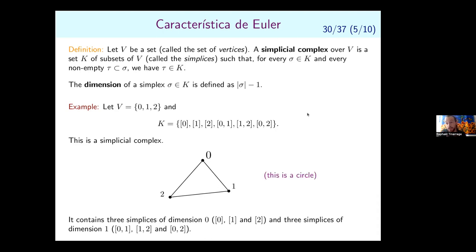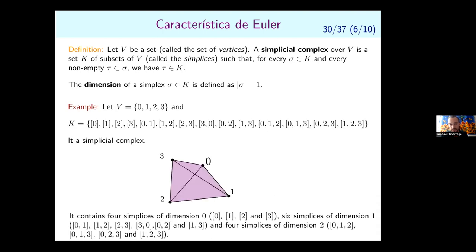And topologically, this triangle, this is a circle, right? So we encoded the circle as a combinatorial structure. Another example, now I have four vertices, and I consider all the singletons, all the pairs, and all the three tuples, right? This gives me a tetrahedron. And the tetrahedron, this is topologically a sphere. So we can represent the sphere on the computer thanks to this simplicial complex.